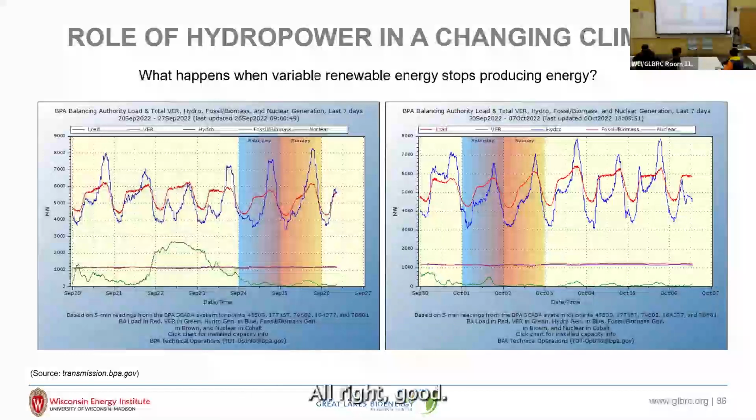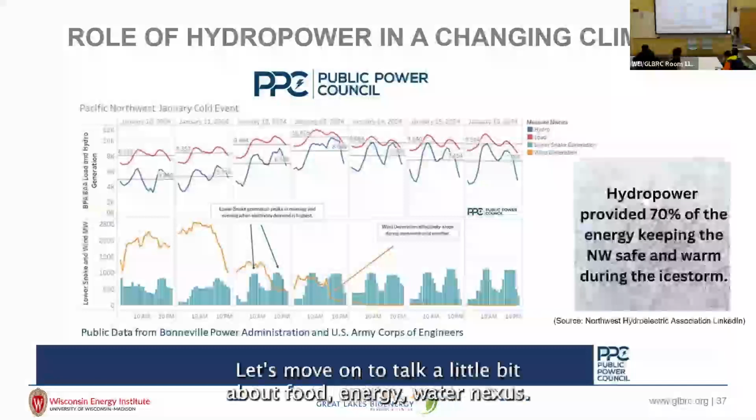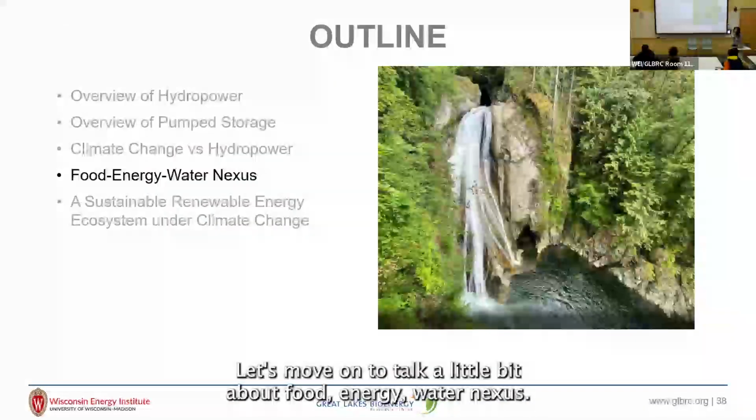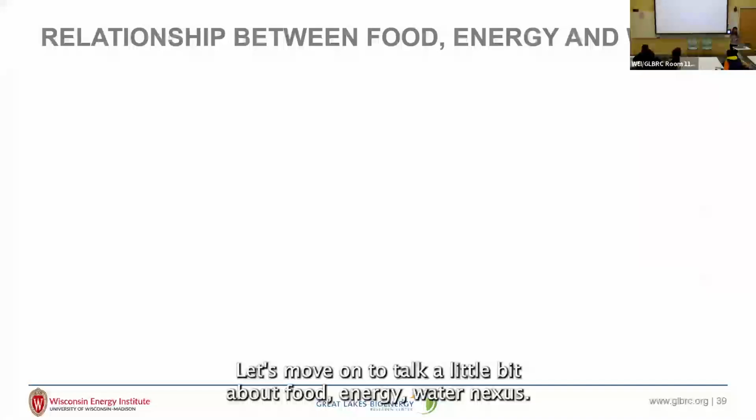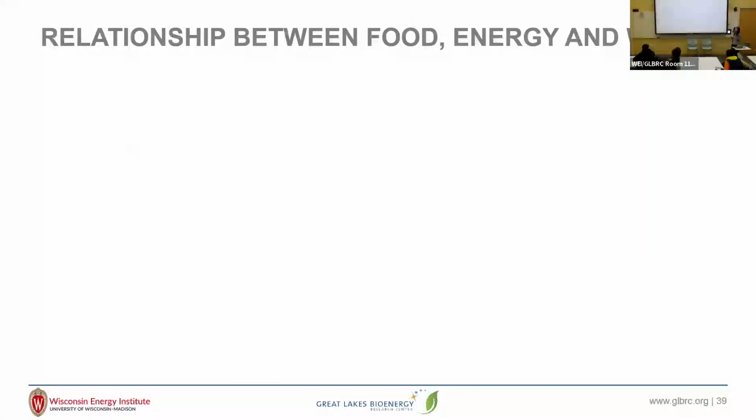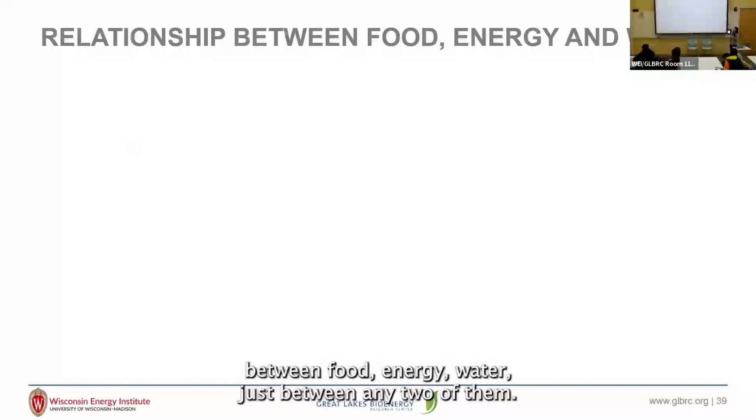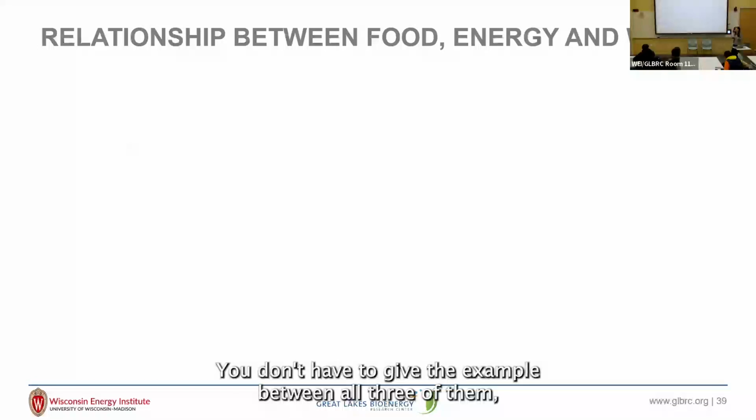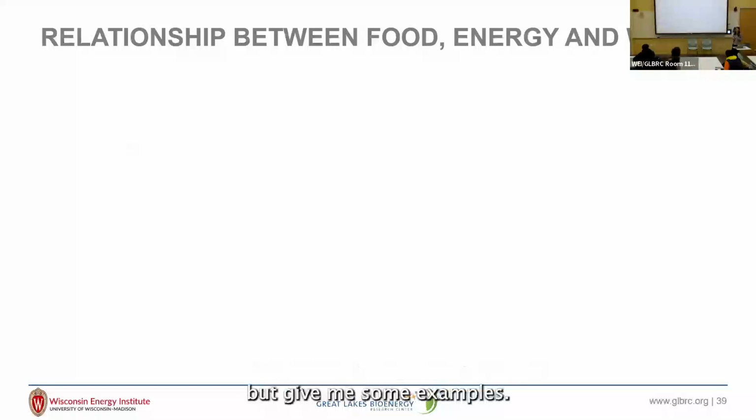Okay. All right, good. Let's move on to talk a little bit about the food, energy, water nexus. So here comes another question. Who can give me examples of the relationship between food, energy, water, just between any 2 of them? You don't have to give an example between all 3 of them, but give me some examples.